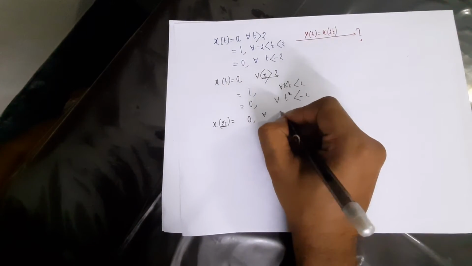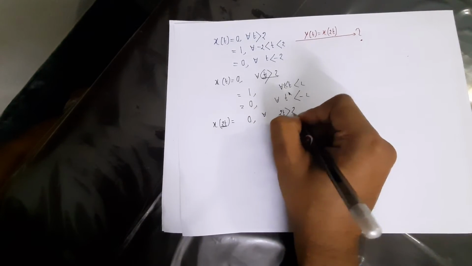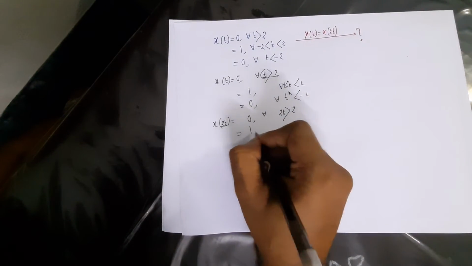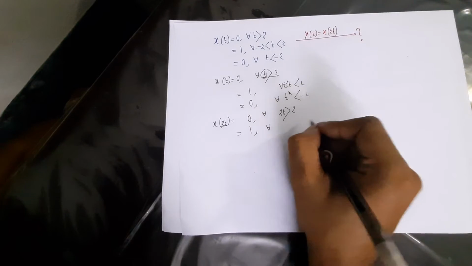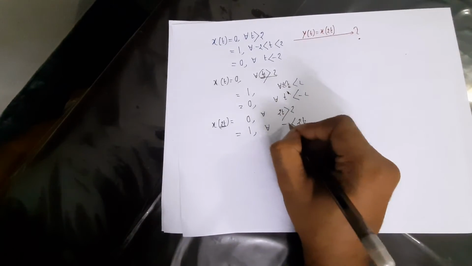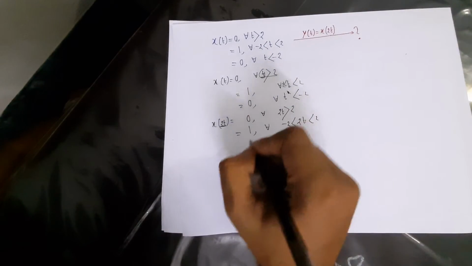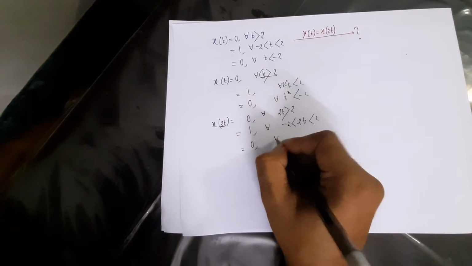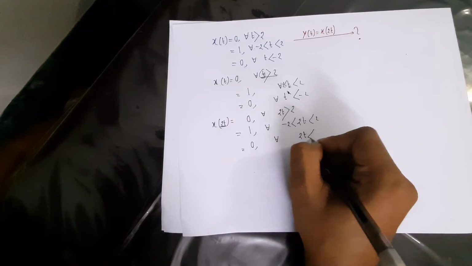So x of 2t will be equal to 0 for all 2t greater than 2. X of 2t will be equal to 1 for all, in place of t we will write here 2t, 2t greater than -2 and lesser than 2. And x of 2t will be equal to 0 for all 2t lesser than -2.